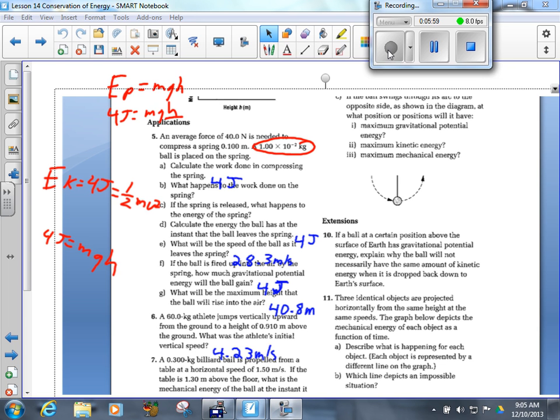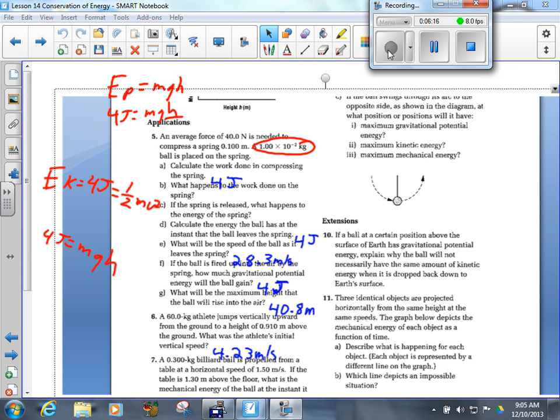Okay, calculate the energy of the ball the instant it leaves the spring. Do you really need to calculate that, or should we just know what it is? We should just know, because we calculated the work done. The work energy theorem says that once you put energy in a system by doing work, that's all the energy the system will ever have.